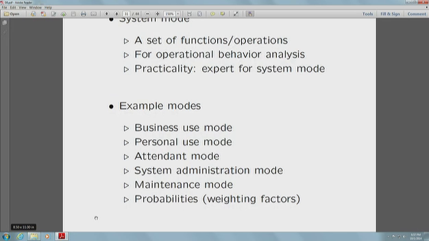Okay, so essentially what you need to do here is look at those different modes and then assign how often each one is used by business use mode, personal use mode, attendant mode, system administration mode, maintenance mode. A lot of systems have a maintenance mode. Maintenance mode is when you don't have as many actual users for your system, so that system will go through some kind of maintenance, cleaning up the tables and so on.